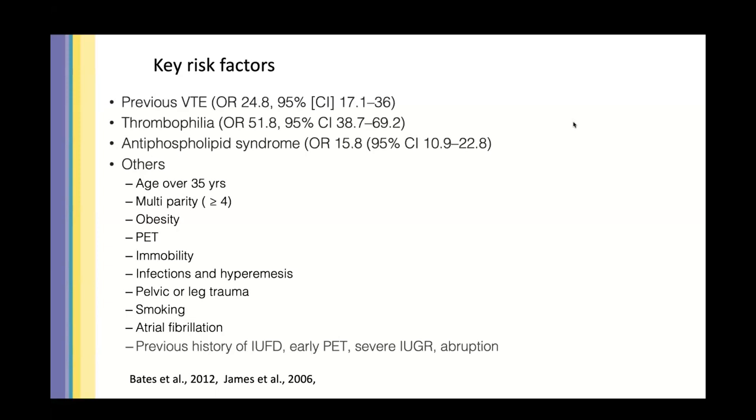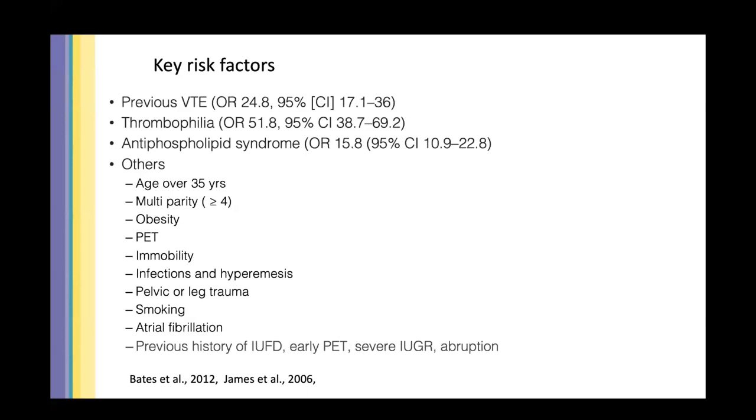And I need to point out some issues that some of us do not really think about, like infections or hyperemesis as an important risk factor for these women having VTE, and obesity. But the question would be, when a woman has these risks, how do you then score them? And how do you then make a decision to start prophylaxis?